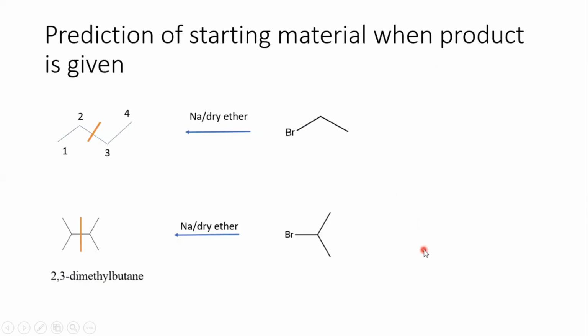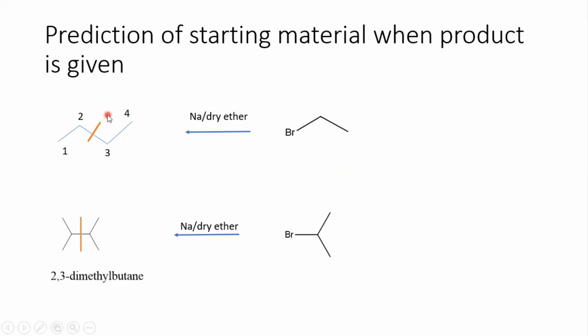And let us look at how we can say the starting material when the product is given. In organic chemistry, we should be able to answer the starting material when the product is given. And when starting materials are given, we should be able to tell the products. So let us look at how we can tell the starting material when the product is given. So here the product that is formed in this reaction is butane. So what will be the starting material to prepare butane?